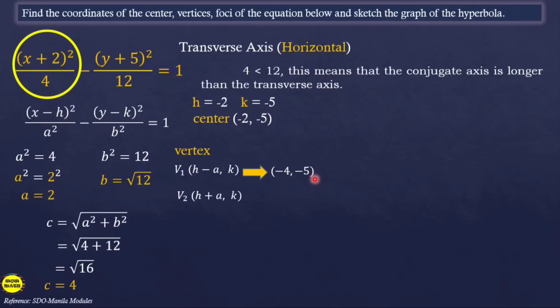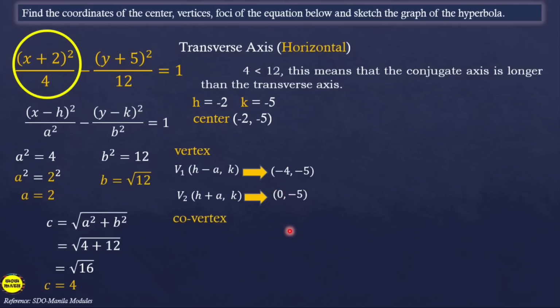Next is yung v sub 2 natin, h plus a. So, negative 2 plus 2, the answer is 0. And then, copy k, that is negative 5. So, yung v sub 2 natin ay 0, comma, negative 5.